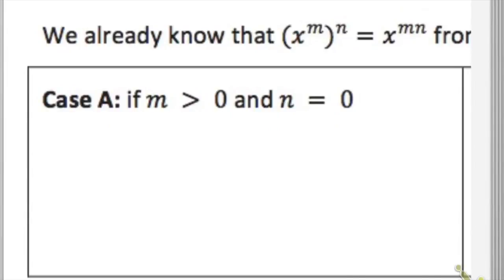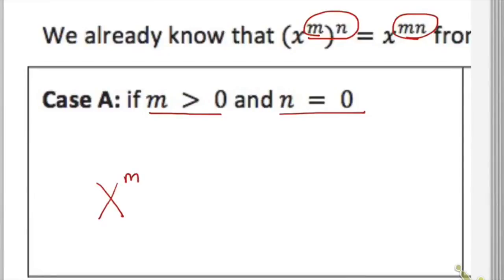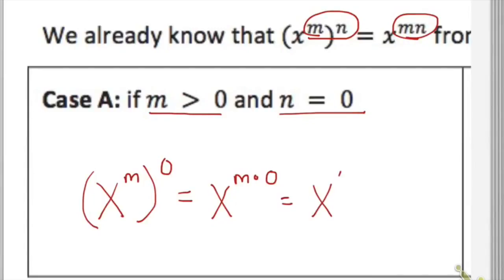So in the next part, we're analyzing our raising a power to a power, where we multiply, when the 0 power is involved. And we're saying, okay, m is greater than 0 and n equals 0. So that would be x to the m raised to the 0 power. With our typical rule, then that's x to the m times 0. And we know that anything times 0 is 0. And that, of course, means that is equal to 1.